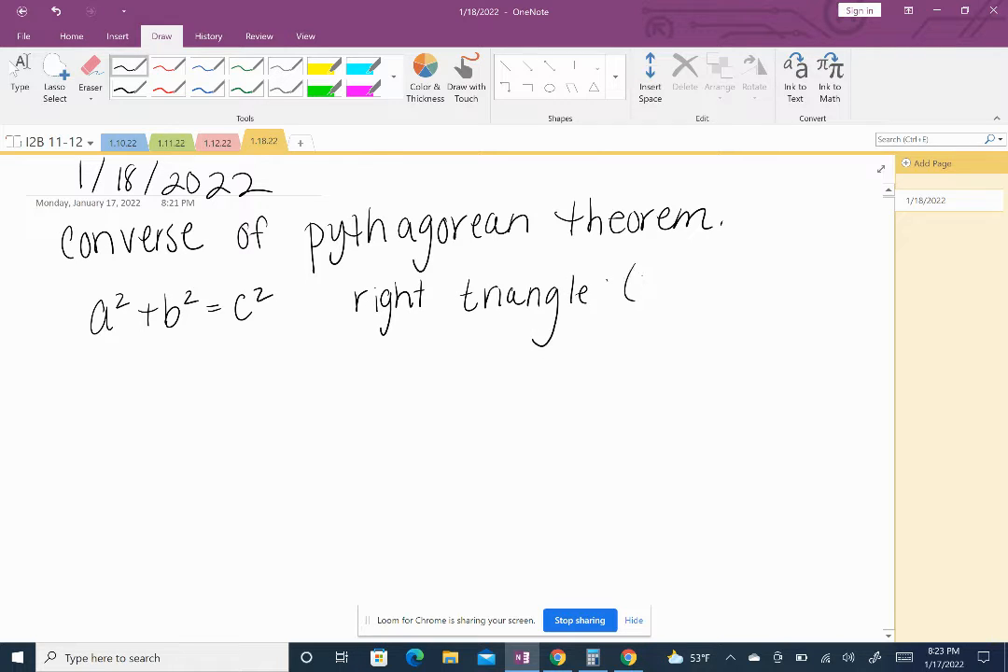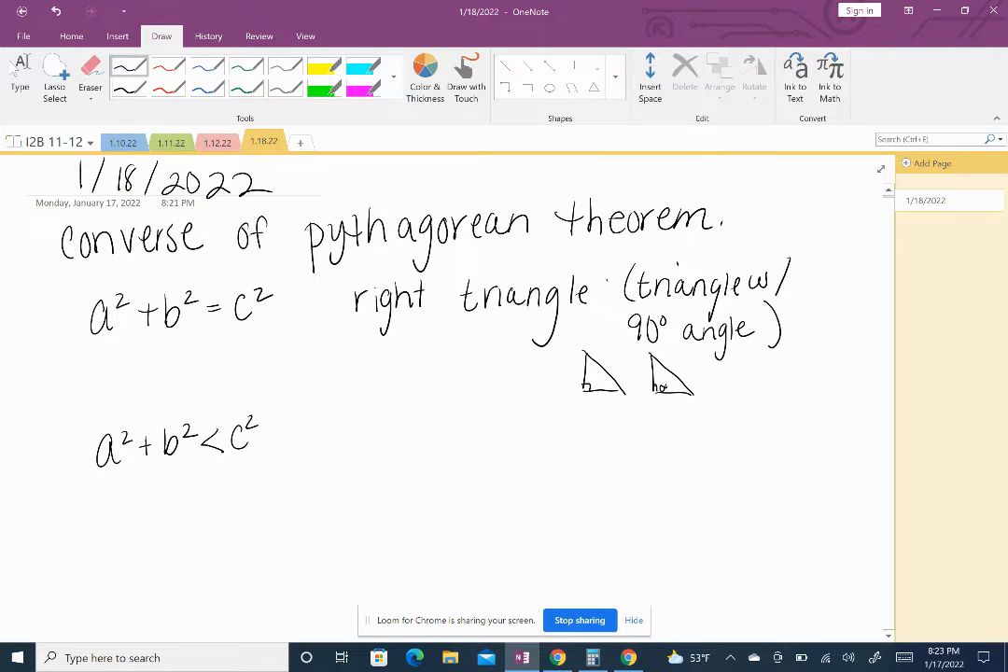And just a reminder, that's a triangle with a 90-degree angle. So it looks something like this. So we could either have that right corner where it looks like a square in the corner, or it could specify 90 degrees.